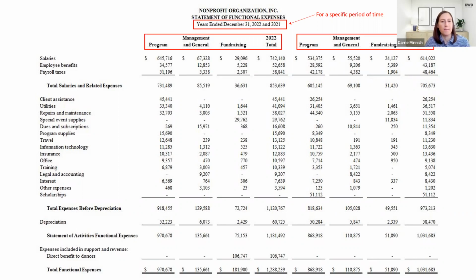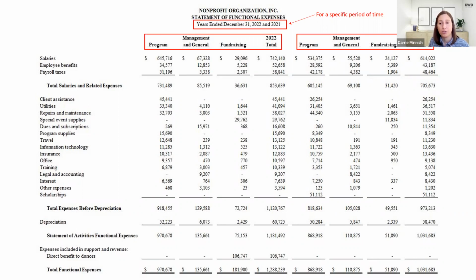But then we have some expenses like telephone, postage, supplies, depreciation, utilities. Those cross over to all of the different functions. So how are we allocating it? Are we allocating it based on square footage? Are we allocating it based on full-time equivalency? So understanding how we are allocating those expenses and making sure that it is in a reasonable manner.